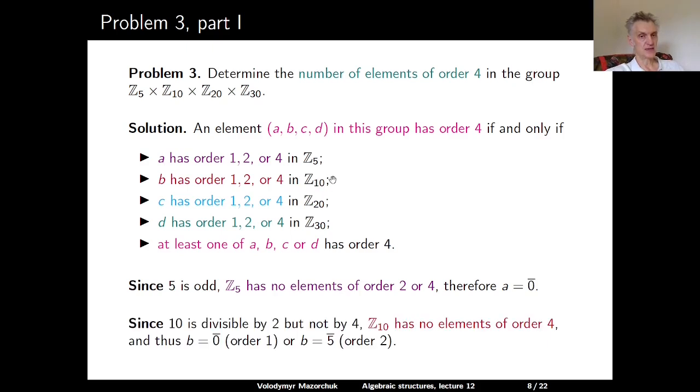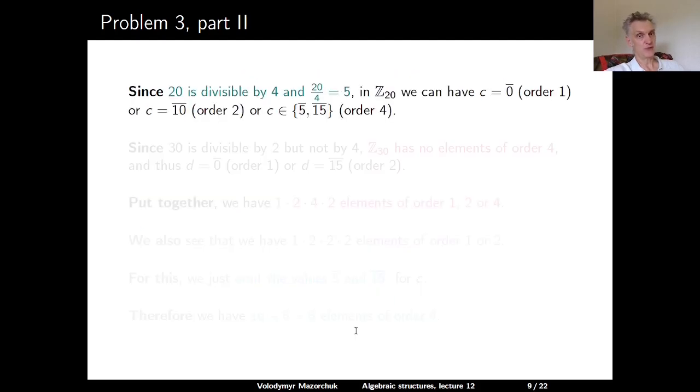So in Z10, 10 is divisible by 2, but it's not divisible by 4. So Z10 has no elements of order 4. It has a unique element of order 1, which is the identity, the class of 0, and it has a unique element of order 2, which is the class of 5. So B can be either 0 or 5.